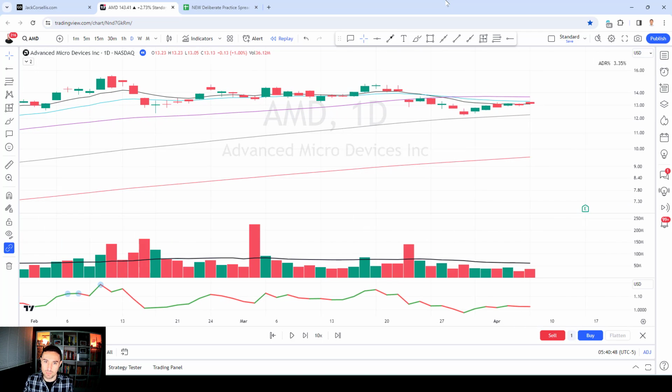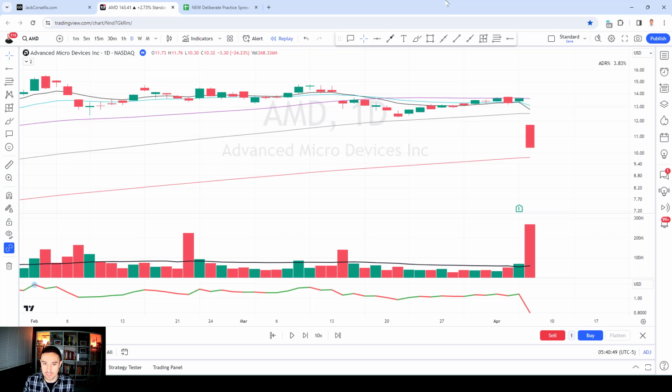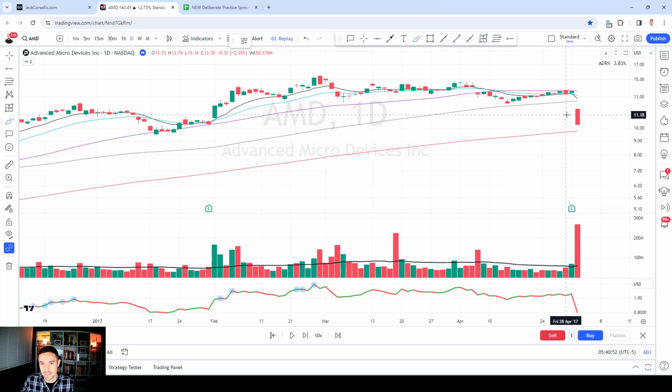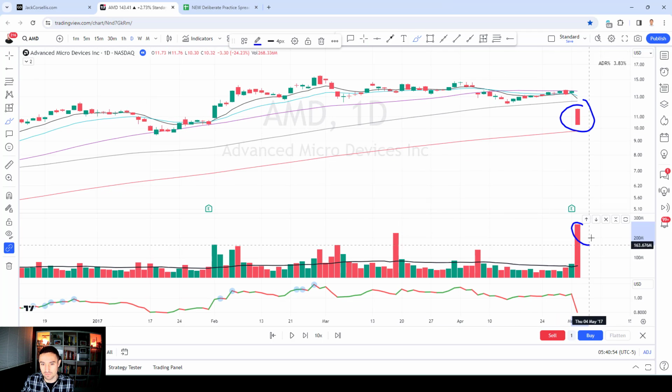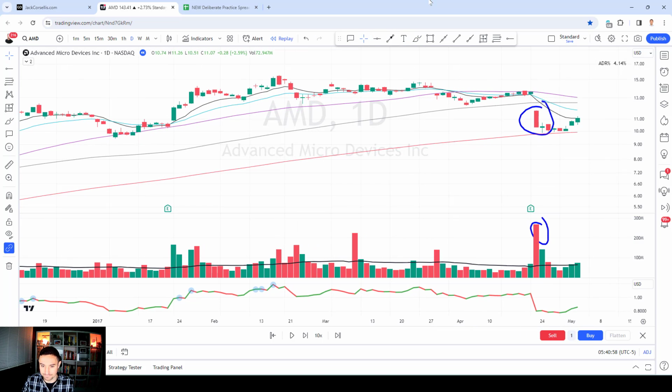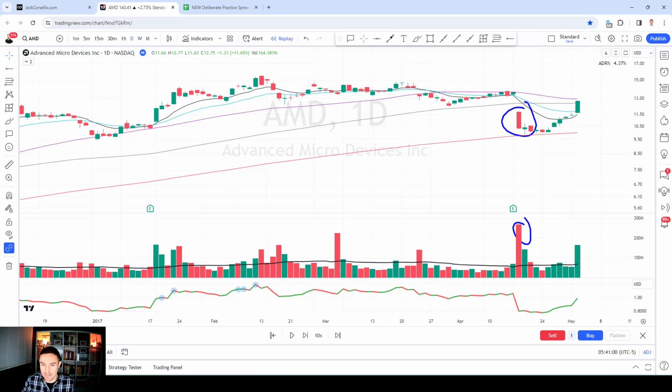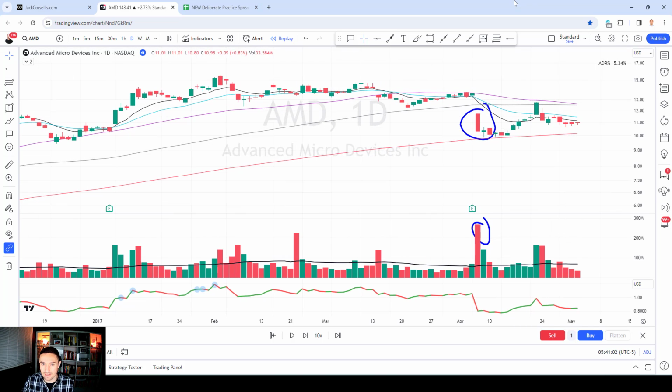Okay, we want to sit above all those key moving averages. Earnings reaction, terrible earnings reaction. You see that gap down there? Look at the volume coming through. Stock is not acting right at all there. So let's see if it can kind of, okay, a little bit of demand coming through. That's looking a little bit better.